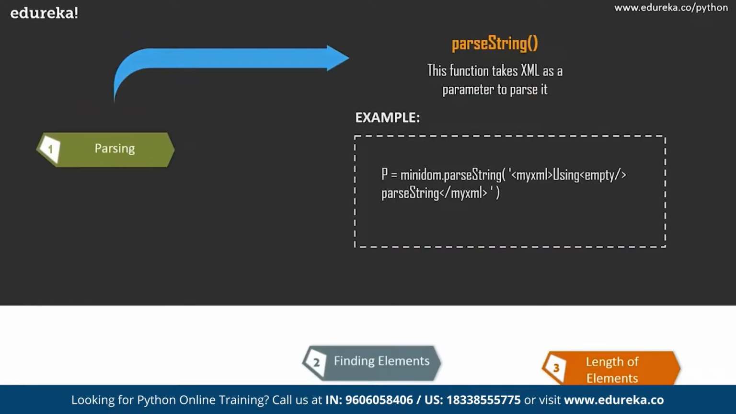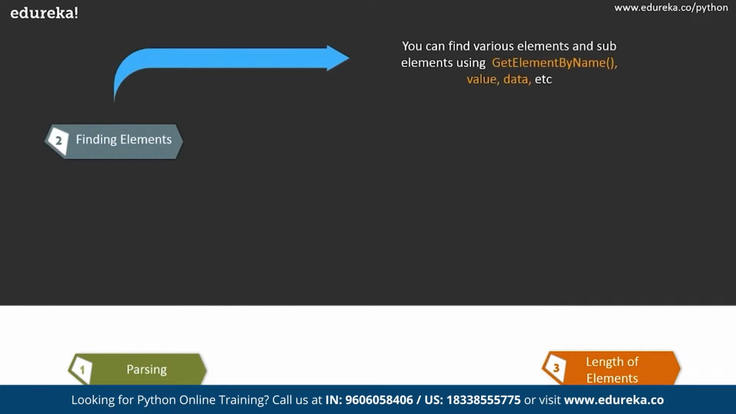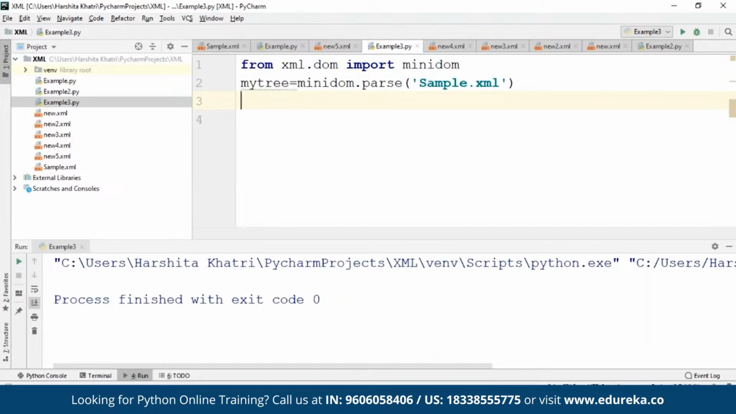Okay. Now let's get back to our presentation and see how you can actually find elements using the Minidom module. To find various elements that are present in the XML file, you can use the getElementByName method or value, data, attributes, etc. Now, I'll jump onto my PyCharm and show you all how you can use the getElementByTagName method. So let's see how you can actually get the tag name using this method.